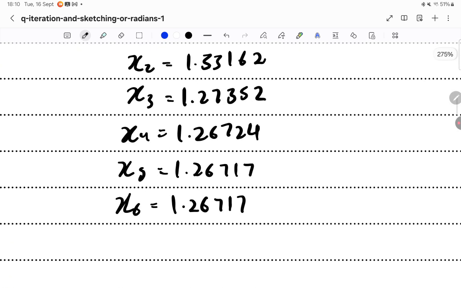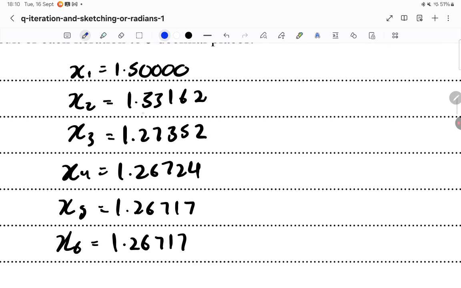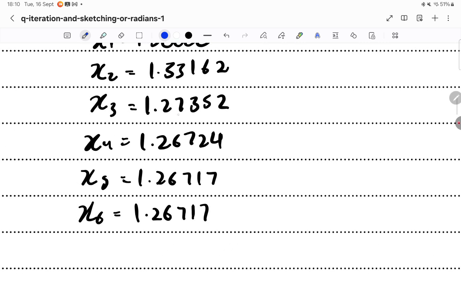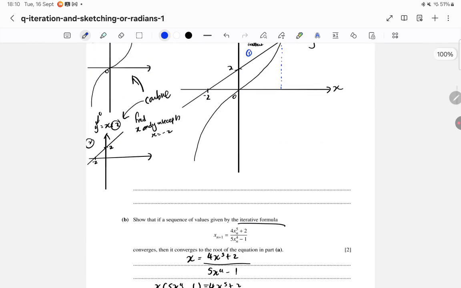So we're going to check the values quickly, to 3 decimal places. I can see here 273, 274, no, this is not the one. 2672, so 267, 267 and 267. So we can see that x4, x5, x6 all round off to 1.267 to 3 decimal places. Thus, x is equal to 1.267. Okay, so that's a pretty straightforward question.